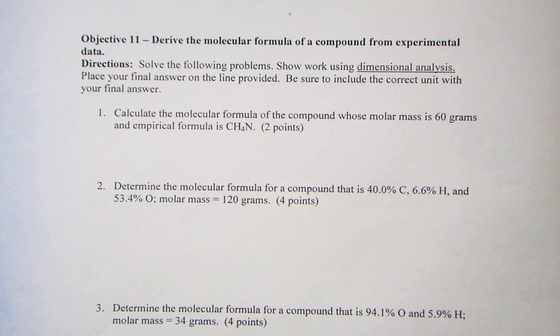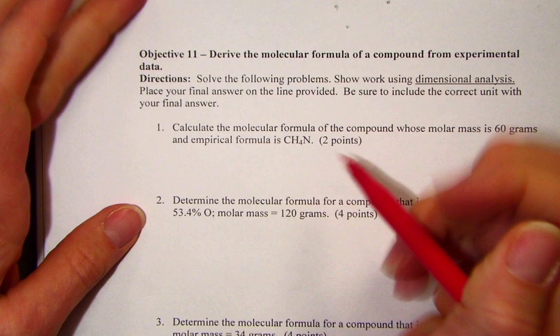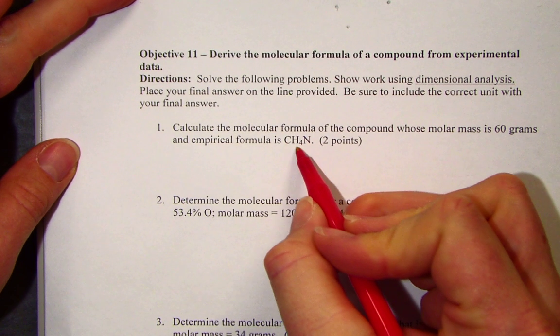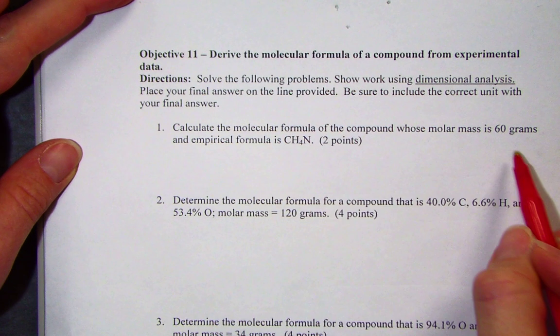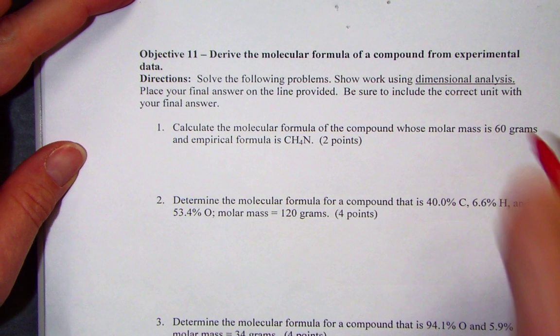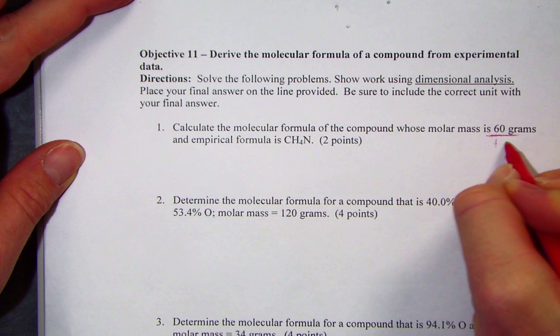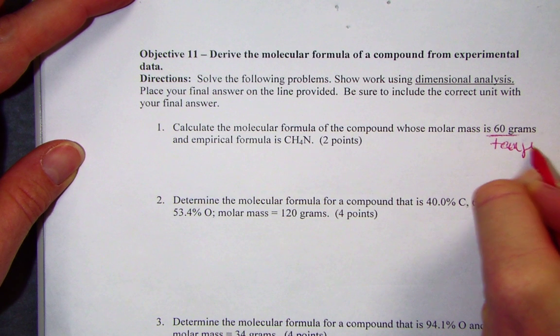To determine a molecular formula, we have to work out an empirical formula first. The first problem will be easy enough because the empirical formula is already provided. We're given an empirical formula, CH4N. What we'd like to know is the molecular formula. We said that this would become our target weight of 60 grams.